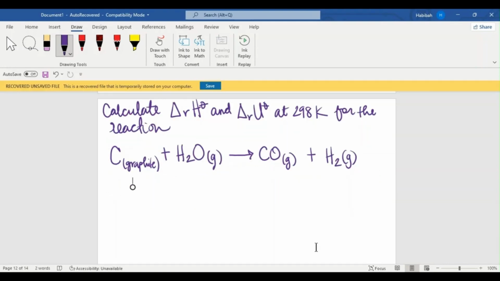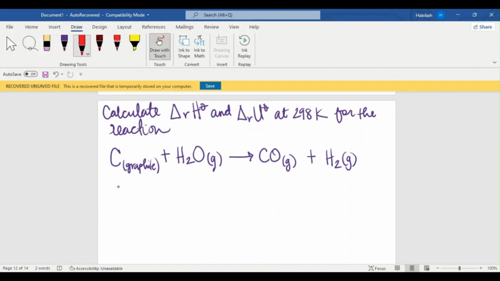Salam and welcome everyone. So today we're going to be working on the question on the screen that says: calculate the change in enthalpy of reaction as well as the change in internal energy of reaction at 298 Kelvin for the reaction carbon, basically graphite, plus H2O gas react to form carbon monoxide plus H2 gas.